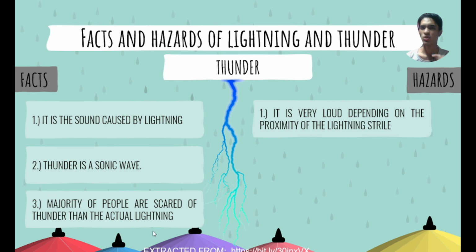Moving forward to hazards. It is obvious that thunder is very loud, and depending on the proximity of the thunder strike, the faster and louder it gets. The loudness of thunder can be expressed in decibels, or dB, and a clap of thunder typically registers at about 120 decibels. The intensity of this 120 decibels is 10 times louder than that of a garbage truck or a pneumatic jackhammer. Just think about it. 10 times louder than a garbage truck. It will definitely destroy your eardrums.